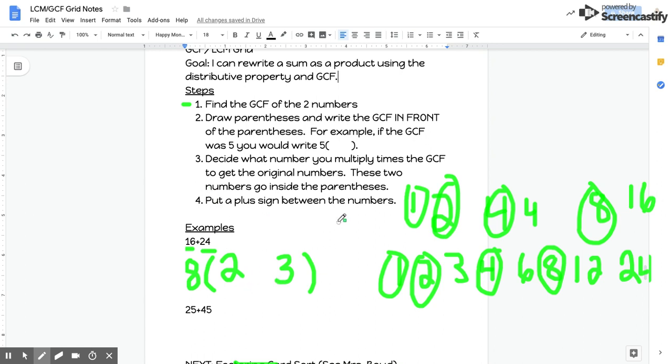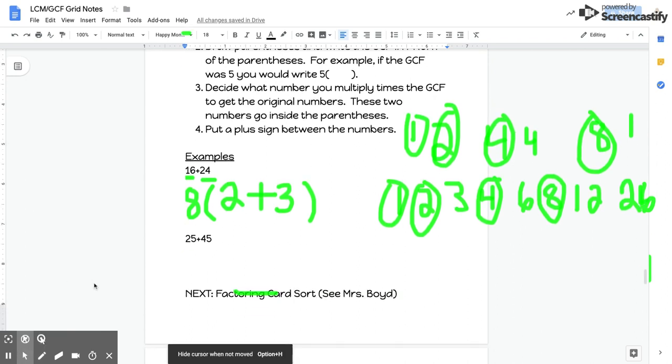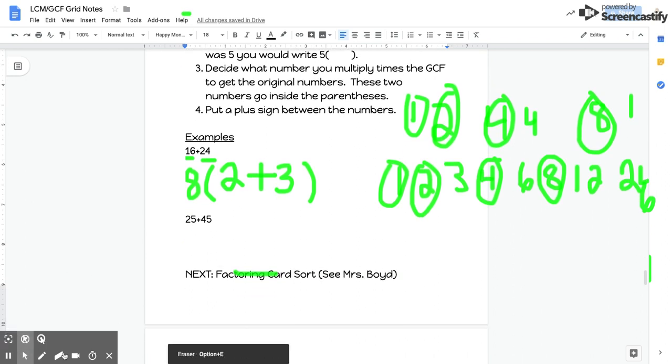Step 4 says put a plus sign between the numbers. So I'm going to put a plus sign right here. This is how I would rewrite this sum, which is when we're adding, as a product. So I'm rewriting it using the distributive property. Okay, I want you to go ahead and pause the video and try the next problem and see how you do, and then unpause it so we can go over the answers.